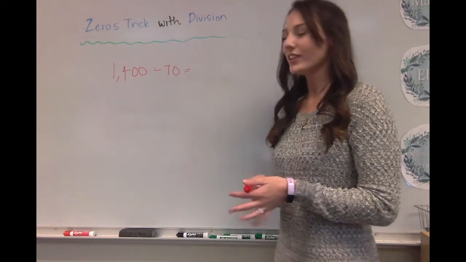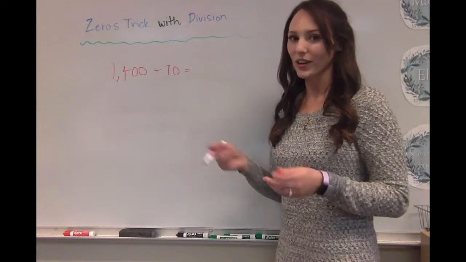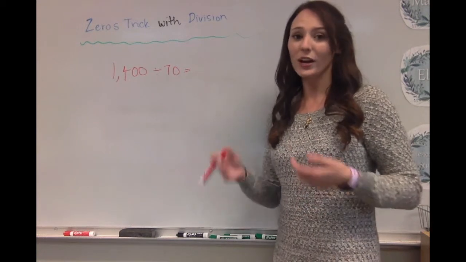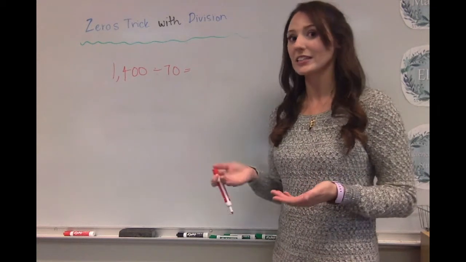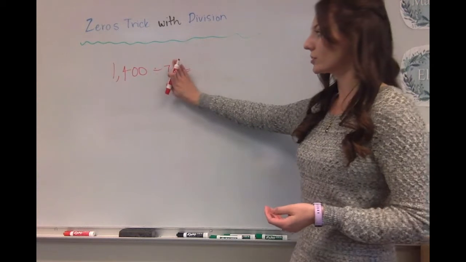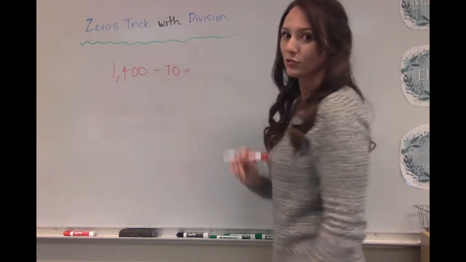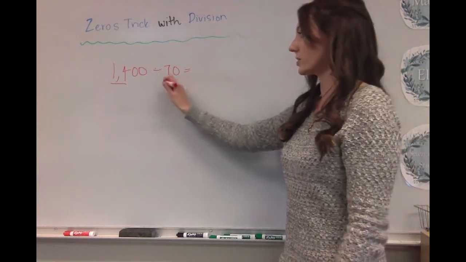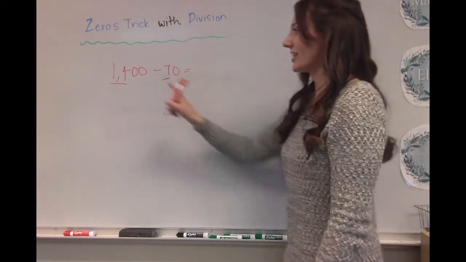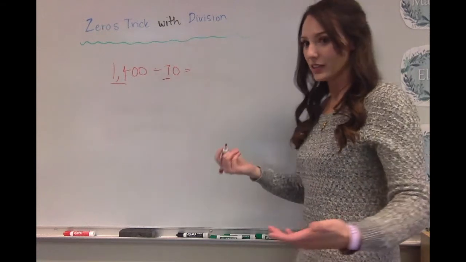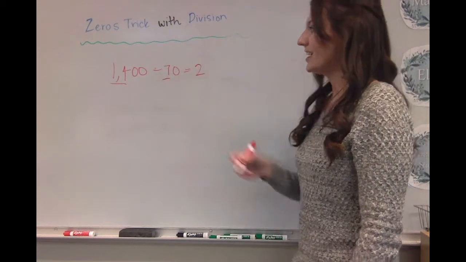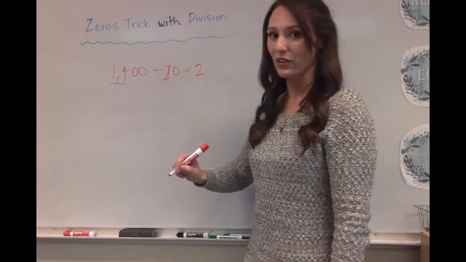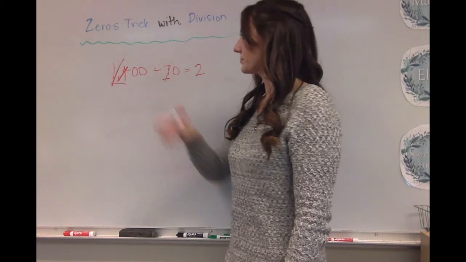Okay, let's keep going. 1,400 divided by 70. The way this zeros trick works is we're actually going to be crossing out our numbers and canceling our numbers. So I'm going to ignore the zeros, just like we did before, and I'm just going to look at the digits that are not 0. So 14 divided by 7, like I said earlier, that's 2. We have taken care of those two numbers, so I'm just going to cross them out like this. Just draw a line there.